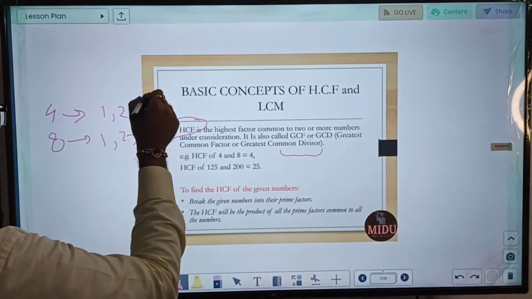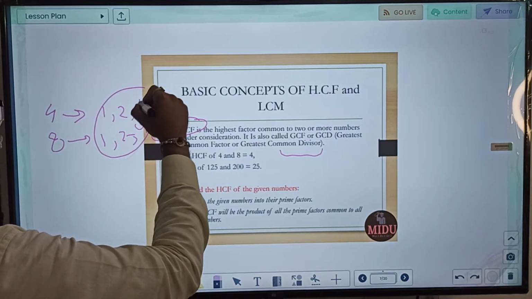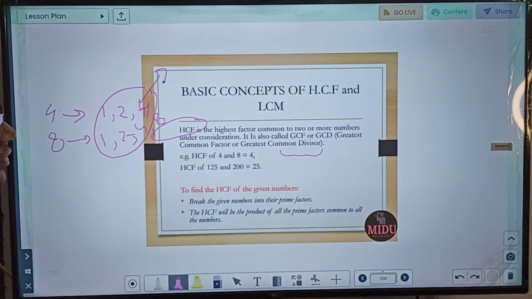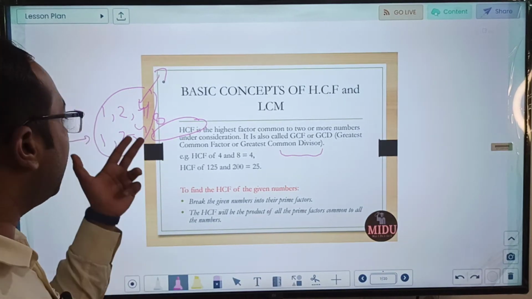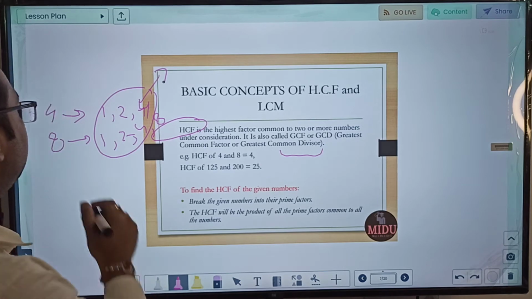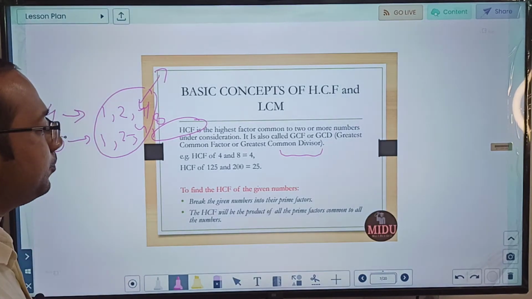Which are the common factors? 1, 2 and 4 are common. Among them, 4 is the highest. So 4 will be the HCF. This is what HCF means: highest common factor. A factor which is common to both and is the highest is known as your HCF.